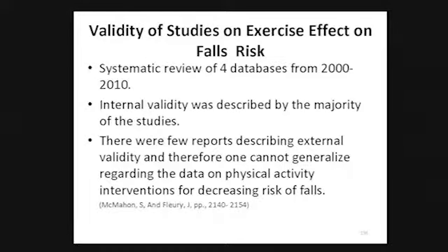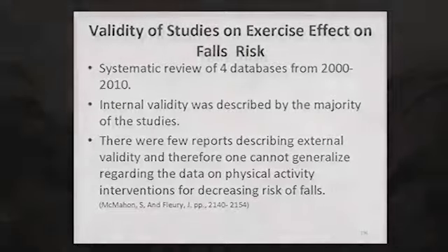Okay, validity of studies, another systematic review, 2000 to 2010. Okay, they turn around and say just the opposite. Oh, few reports describing external validity, so you can't generalize. Here's a problem with the literature. A, you have to know literature enough to be able to research and understand it. And B, there's always one that's going to say something opposite. So just throwing it out there for you.